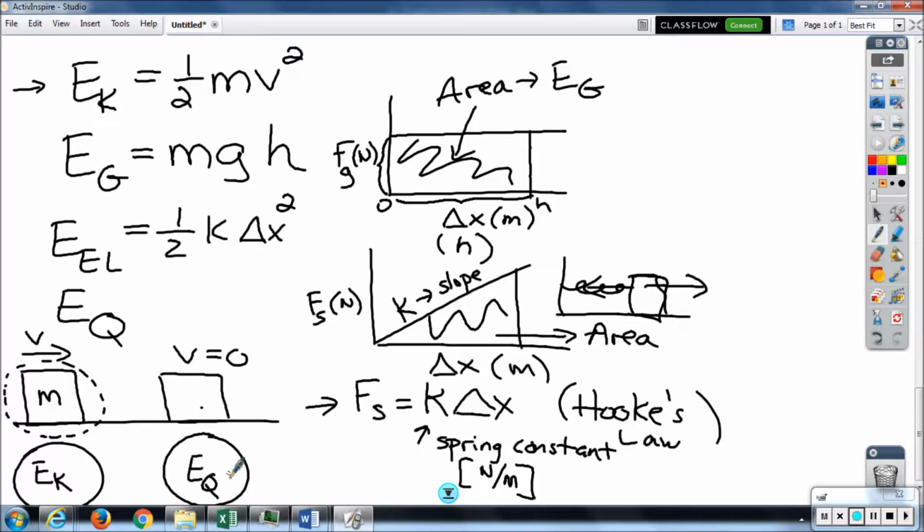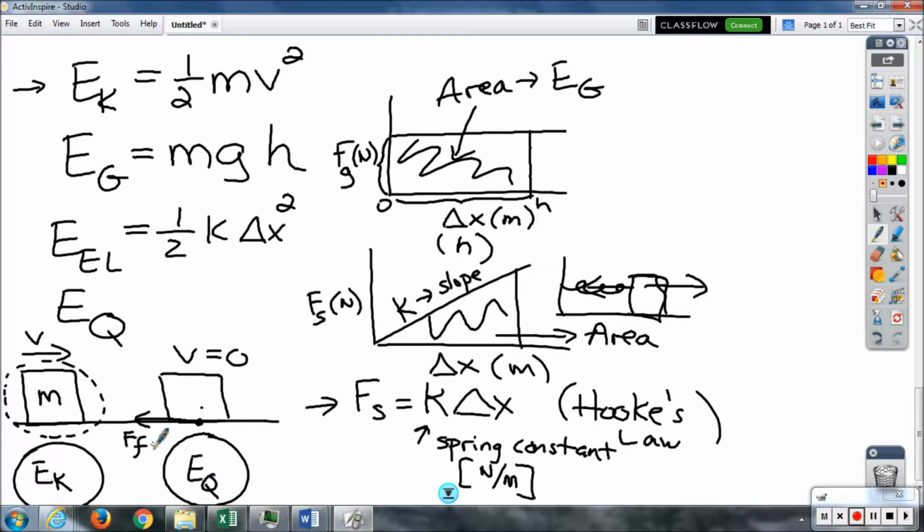So how did that energy creep into our pie chart? Anytime there's a change in what's in these pie charts, a force is acting, but it's inside of our system. And that force in this case would be friction. Now friction is doing negative work. Just like when gravity does negative work, if you were to throw this box up in the air, the kinetic energy would drop, the gravitational potential energy would increase. Well, that's the same thing here. You're working against friction, so the kinetic energy drops and you get an increase in EQ.